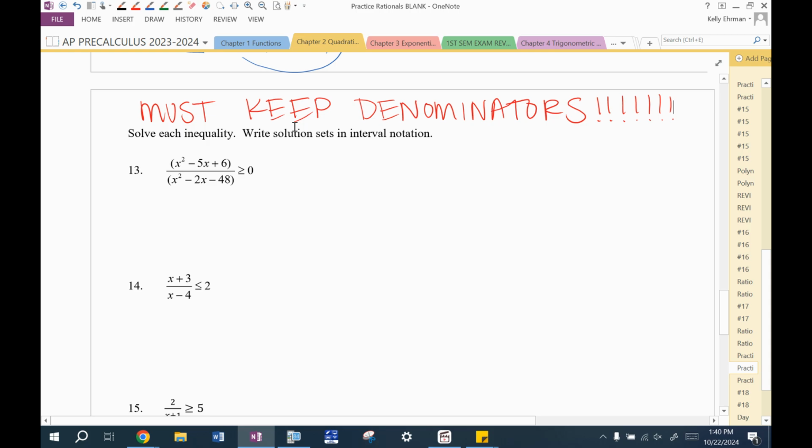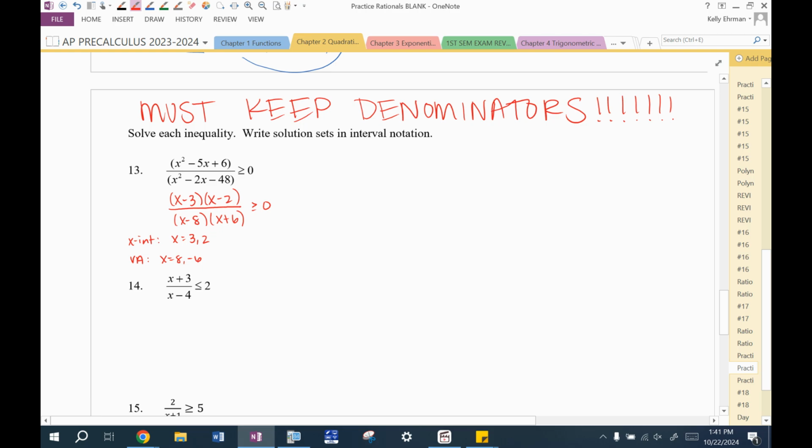Okay, so what are the steps on this? Factor what you can. Plot the critical numbers on a number line. So I like to start by factoring the whole thing. So let's say this is x minus 3, x minus 2. This is x minus 8, x plus 6. Nothing cancels here, right? Okay, so what do we have? We have x-intercepts, or zeros, at x equals positive 3 and 2. There are vertical asymptotes at x equals 8 and negative 6.